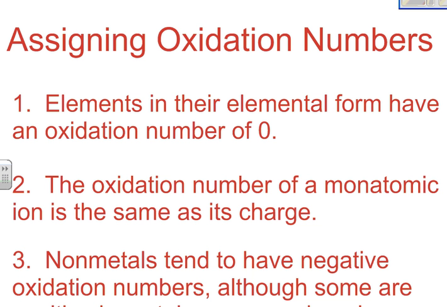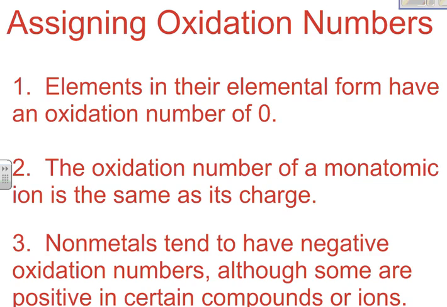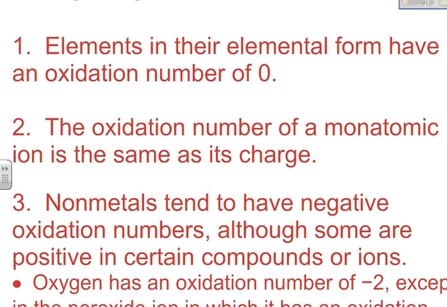There are some set rules that we use to assign oxidation numbers. These can be found in your book as well. So the first rule that we have is that elements in the elemental form always have an oxidation number of 0. So it would be zinc in the last example, or hydrogen. The oxidation number of a monatomic ion is the same as its charge. So again, that would be the same as the hydrogen ion H+, or the zinc ion, the Zn2+.